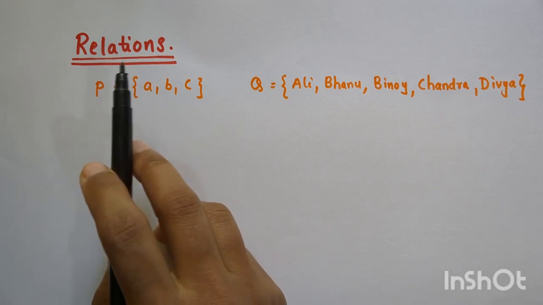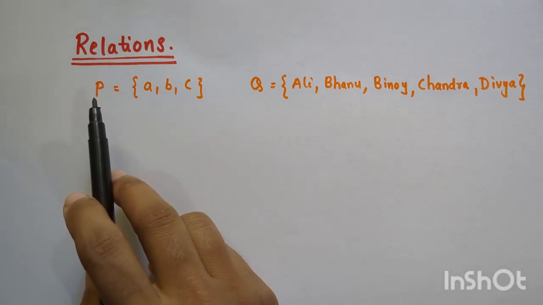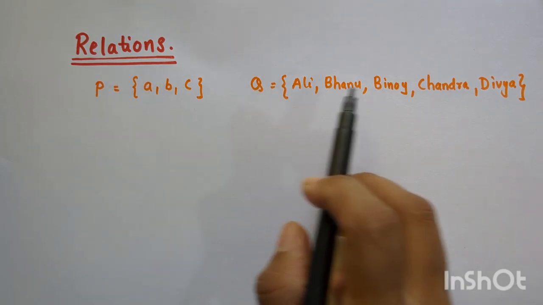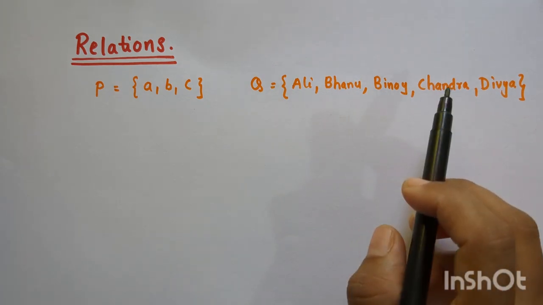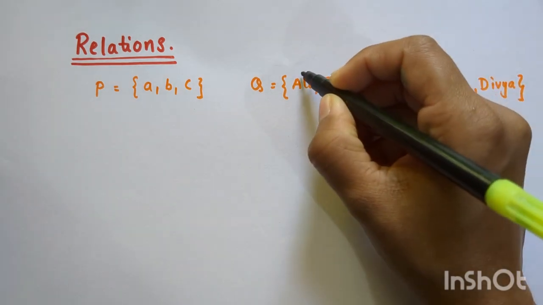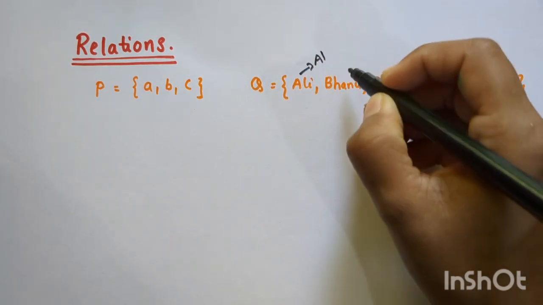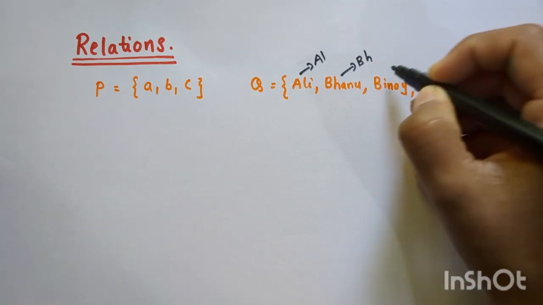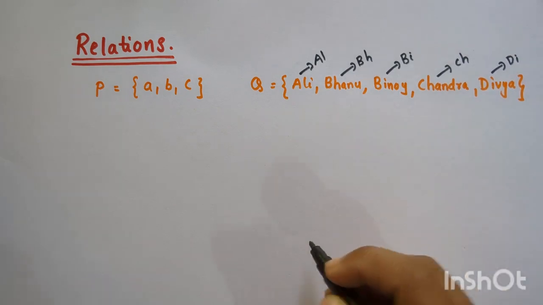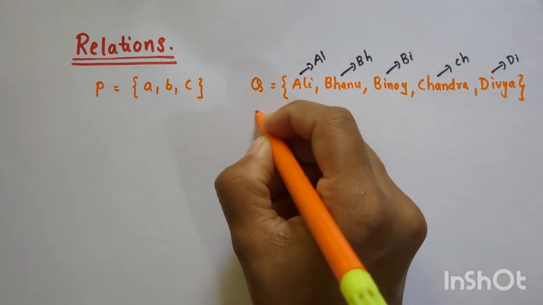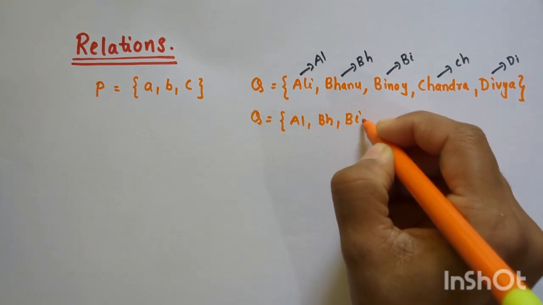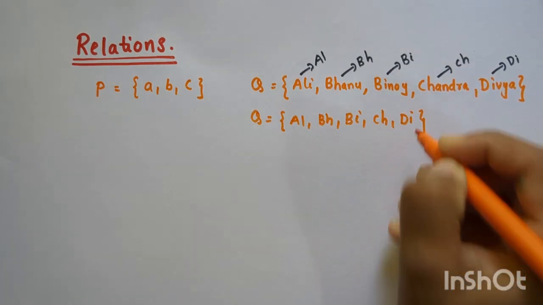So here you see, we consider two sets. One is set P, which has the elements A, B, C in it. We are considering another set Q, which has the elements Ali, Banu, Binoy, Chandra and Divya. For simplicity, I'm going to represent Ali with AL, Banu with BH, Binoy with BI, then CH for Chandra and DI for Divya. So we can write our set Q as AL, BH, BI, CH, DI.